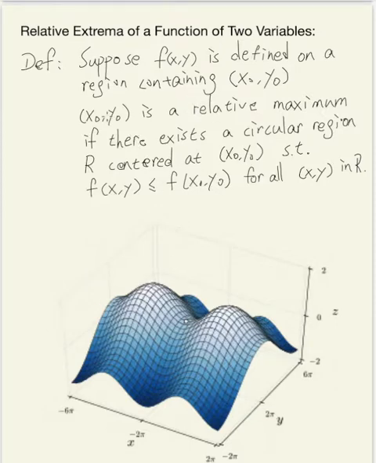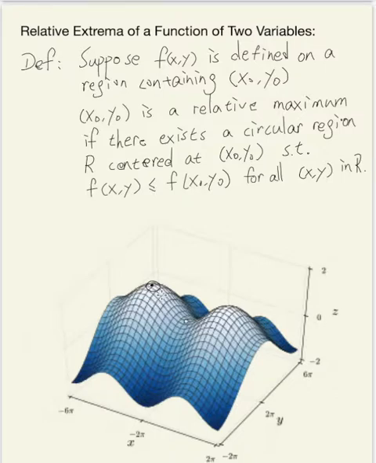Now, what does that mean? So suppose this is the point x naught, y naught. Then we find a circular region. It can be a very small circular region. It doesn't have to be a big region. As long as you can find a small enough region around that point, such that in this region, the value of f is smaller than or equal to the value of f evaluated at this point, then this is a relative maximum.